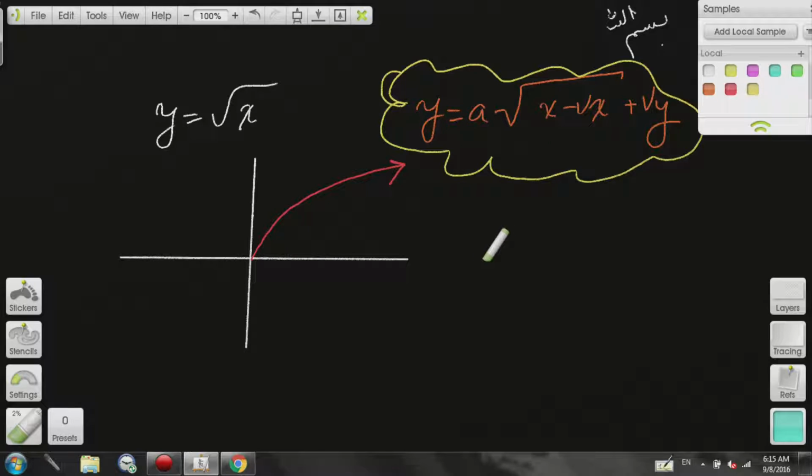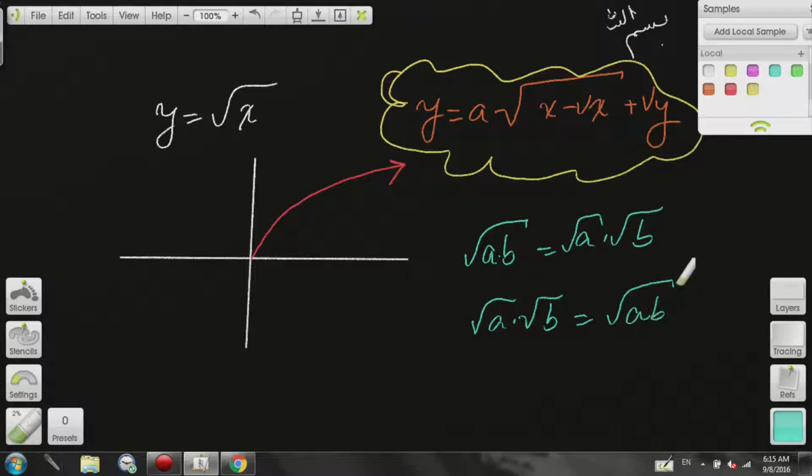We've also previously talked about simplifying radical expressions, and we had learned these two rules. Square root of a times b equals square root of a times square root of b, and the converse of that, square root of a times square root of b equals square root of a b. Along this line, we also had this rule, square root of a over b equals square root of a over square root of b, and the converse is also true.